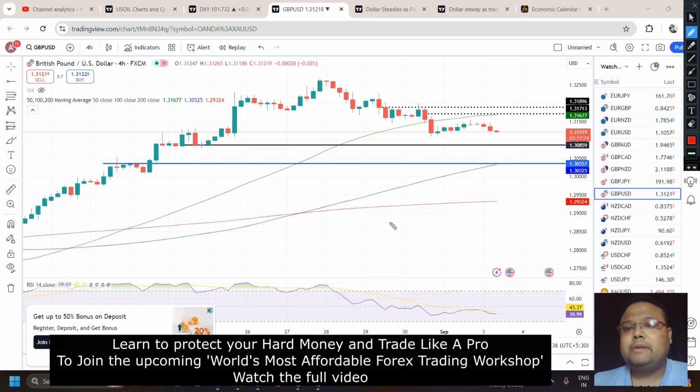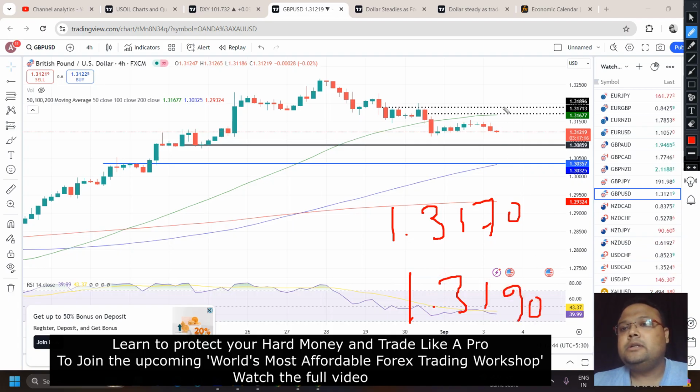So if the market goes up, then we can look for a quick sell of 15 to 20 pips around 1.3170 and 1.3190. These are the two levels where we can look for a quick sell on the chart of GBP USD. Okay, and if you're already having a buy on the chart of GBP USD, you can continue with a buy position.